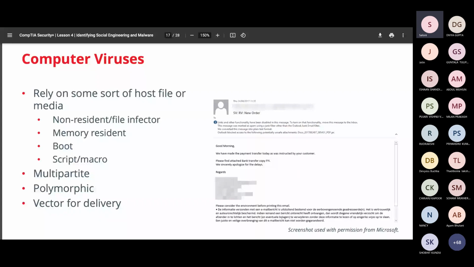One we have is the known resident or the file infector. As the name suggests, in this virus the host executable file contains the virus, and it runs with the host process. When the main process runs, the virus starts executing along with it. So this is what happens in the file infector: the virus is contained within the host executable file and runs with the host process.